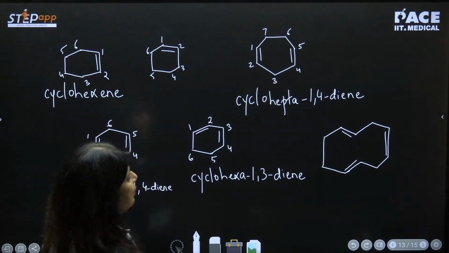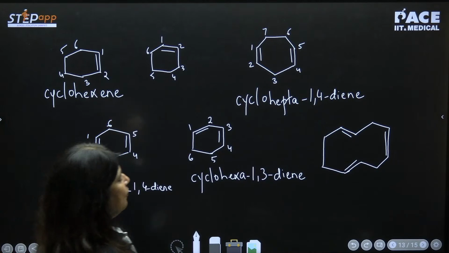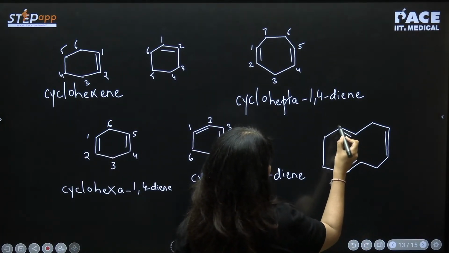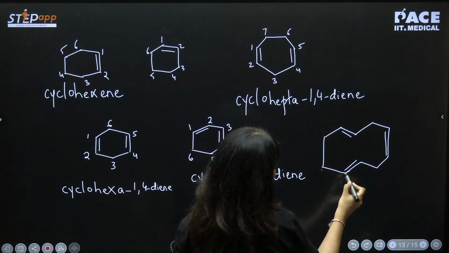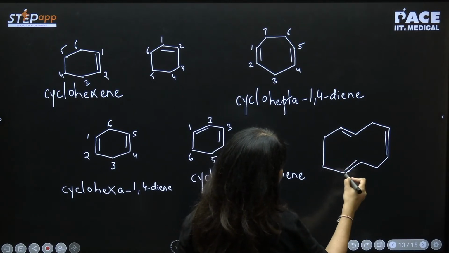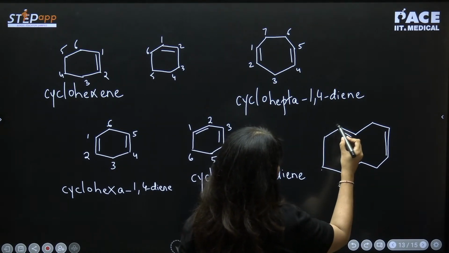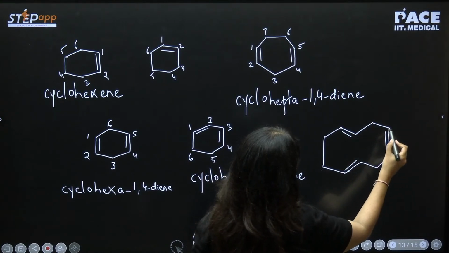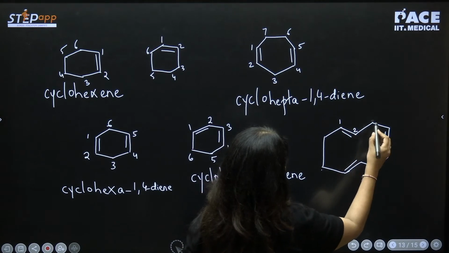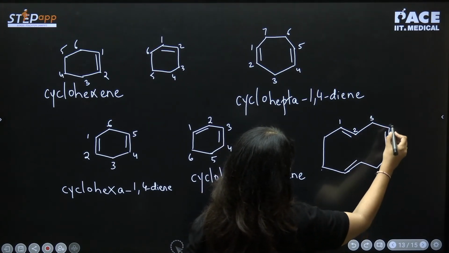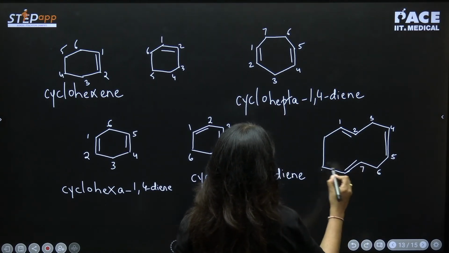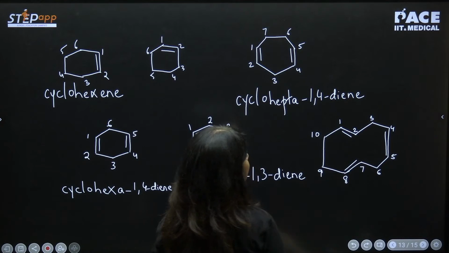Okay, now numbering this compound. If I start from, say here, I'll have 1, 2, 3, 4, 5. That is, I'm getting position 1 and 5 here. What if I start from here? 1, 2, 3, 4. So this is going to be the correct numbering. So 1, 2, 3, 4, 5, 6, 7, 8, 9, 10.